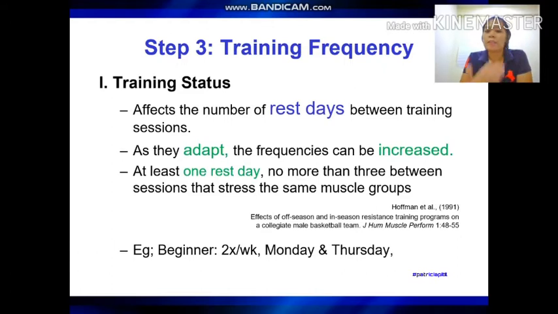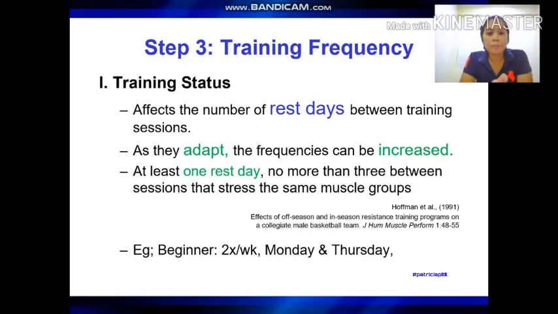Training status affects the rest days between training sessions, because when the athlete is adept, they can have more frequent sessions. At least one rest day, no more than 3, between sessions that stress the same muscle group. This is by Hoffman, 1991. If there are no rest days, you are leading the athletes towards overtraining or injury. However, you cannot have more than 3 days between sessions that stress the muscle group. If not, they will be undertrained. Yes, again.